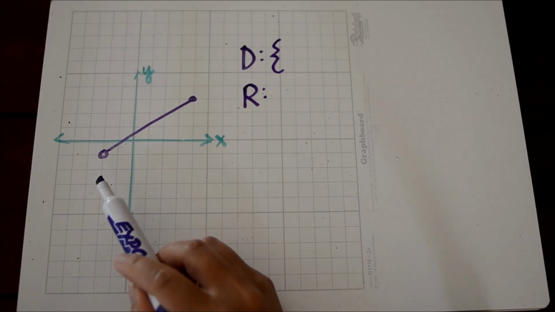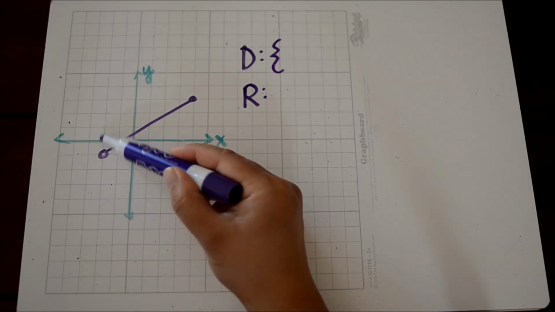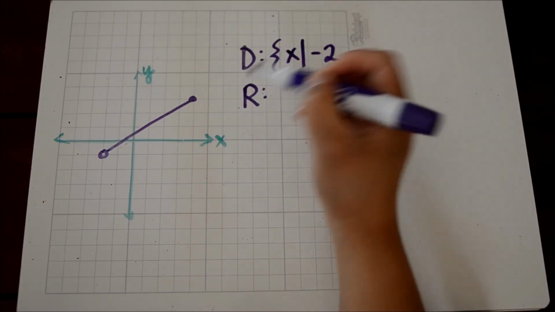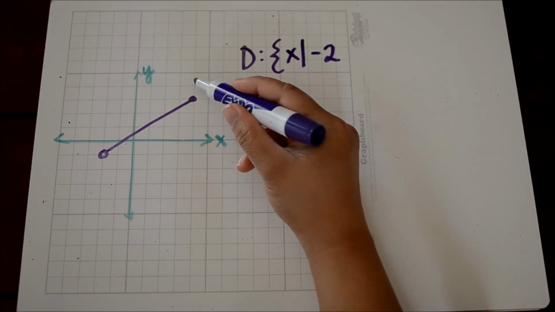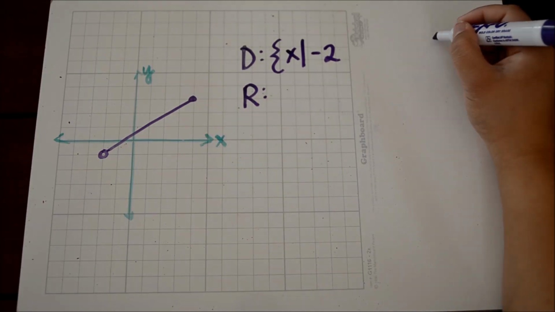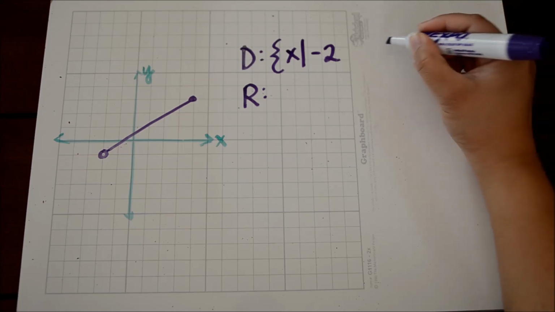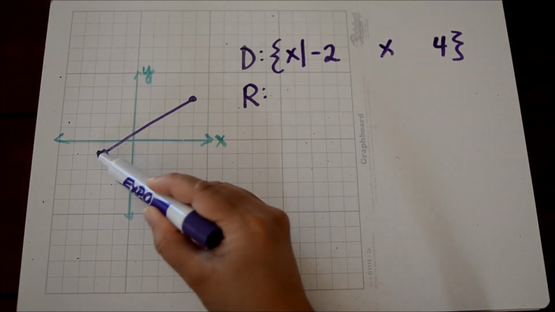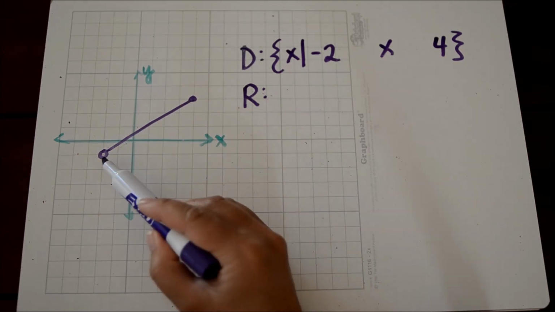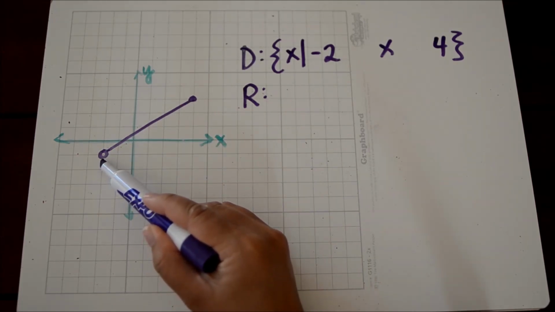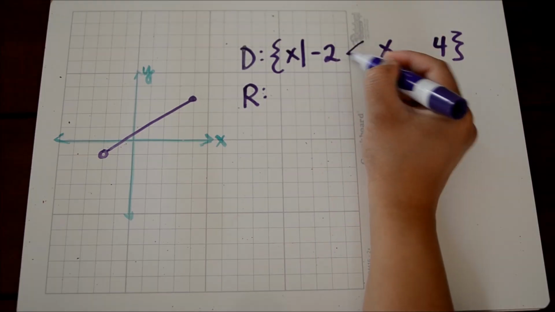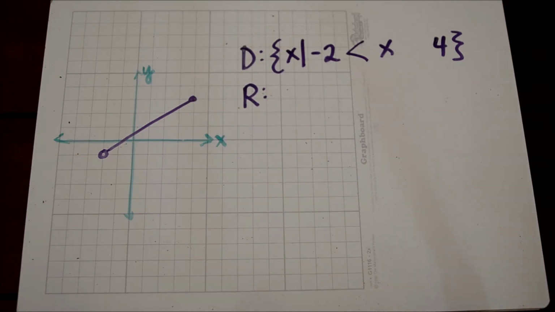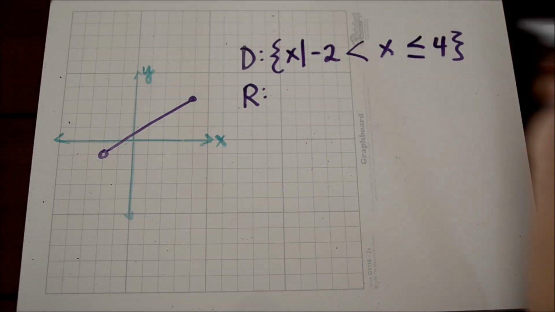So the smallest x value on this graph looks like it's here at -2, so we're going to write -2. And the highest x value, or largest x value, looks like it's here at +4. We're going to put an x in the middle because we're talking about our domain values, and we have to keep in mind it's every single fraction and decimal and integer on this line. But here at -2 we have an open circle, so it's not included. We're going to use a less than symbol. At the +4 we have a closed circle, so we're going to use less than or equal to.